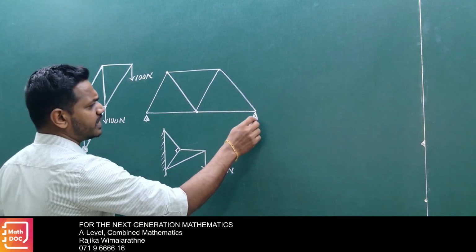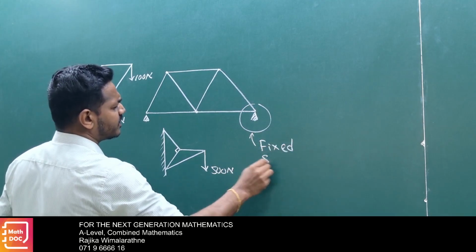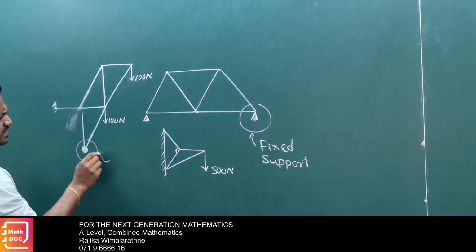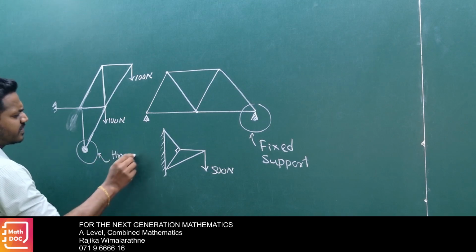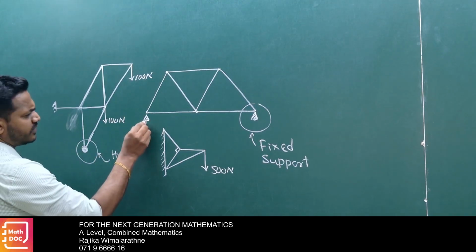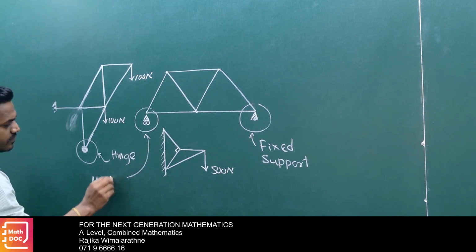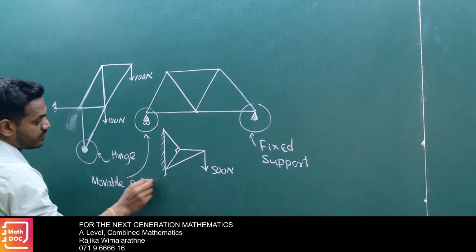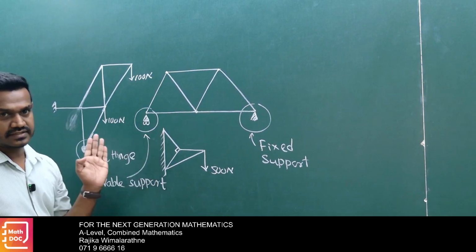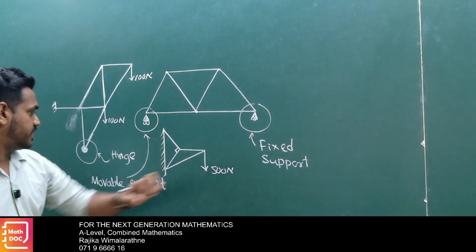Here this is a support. We call it a fixed support. Here this notation represents a hinge. If it looks like this, it is a movable support. It is like a wheelchair, it has a wheel, so it can move in the horizontal plane. Movable support, fixed support, and here a hinge.